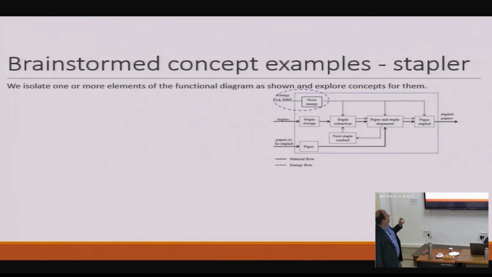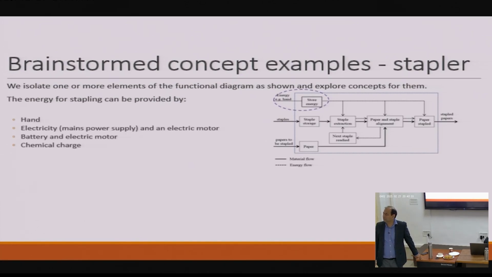So what we do is that we isolate one of the blocks in the functional diagram, and then we try to come up with solutions for that, right? So when I used to do a stapler, I said energy could be coming from somewhere, right? From your hand. Let's say when you staple something, you provide energy. Some students said, why don't we have an energy storage here? What if we want to store that energy? Well, that's a good idea. So I put a block of energy storage in here. Now, we all know that energy can be provided by hand, electricity. So you plug it in, and then there's an electromagnet that staples the papers.